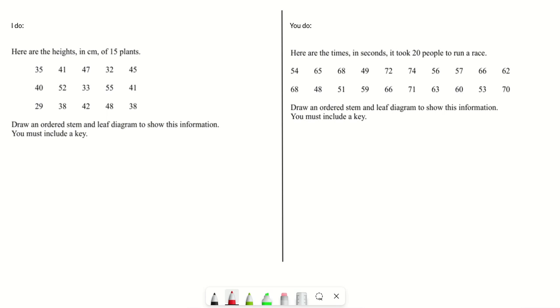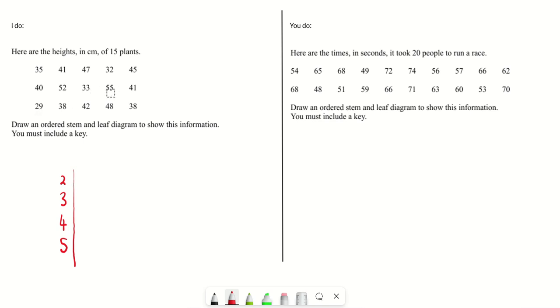So we look for the smallest figure, which is 29. And then we look for the largest figure, which is 55. So we know the values are going to go between there. Now, we are going to have a stem, which is going to represent the tens, and then we're going to have our units next to it here. So the lowest is 20, and let's go 30, 40, and then 50.